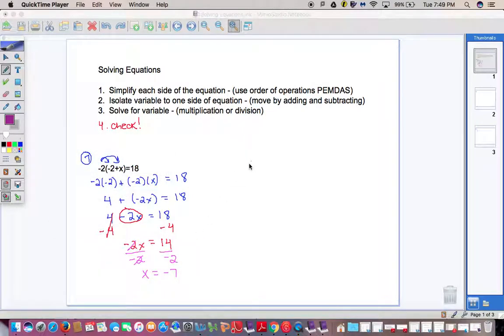If I substitute this in, I have -2 times (-2 + x) equals 18. So I'm going to substitute this -7 for my x. So I have -2 times (-2 + -7). Now within my parentheses, -2 plus -7 is -9. And -9 times -2 is a positive 18. So 18 equals 18. So I know I have the correct answer here.